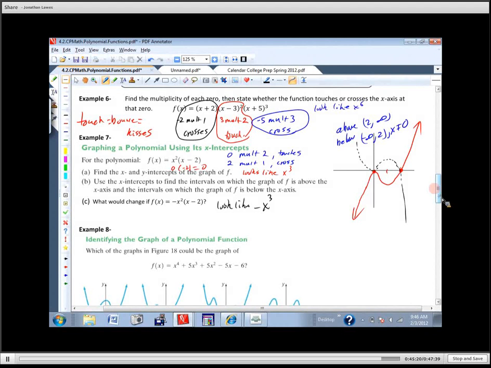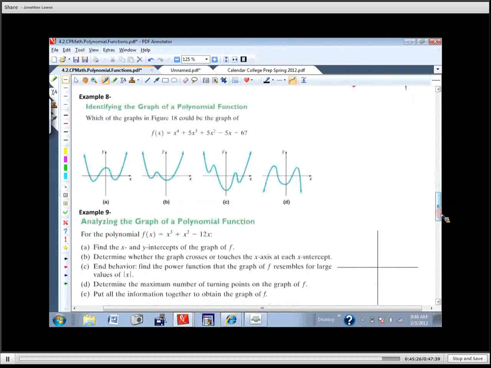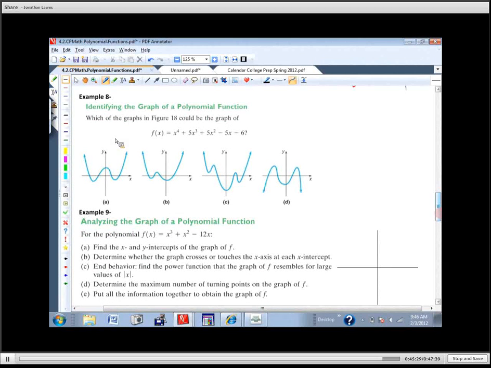Okay, we're good there? Okay, let's take a look at 8. Identify the graph of the polynomial function. It says, which of the graphs in figure 18 could be the graph of this guy right here? Let's see. There's one we can throw out for sure. This has got to look like x to the 4th. What does x to the 4th look like? Starts up here and ends up here. Which one can we cross off? Cross off D.